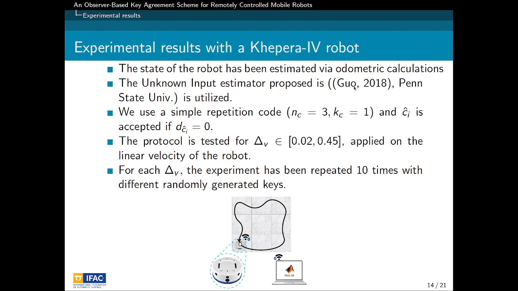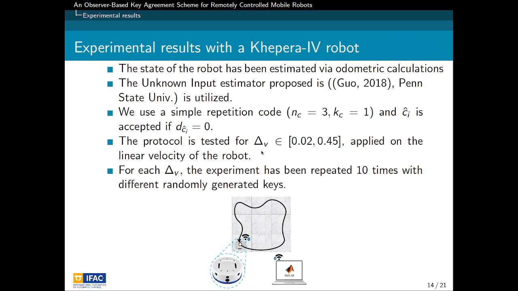For the error correction code mechanism, we are using blocks of length 3, so we have a redundancy of 3 for each bit. And for the policy to accept a block, we are using a consensus policy, which means that we accept a block if all the bits in the block are the same.